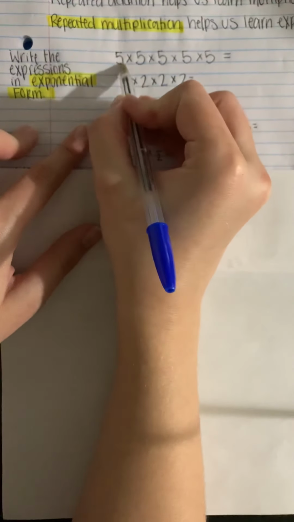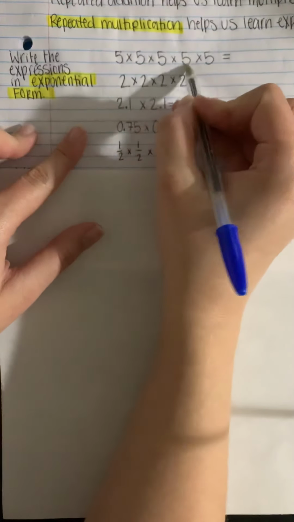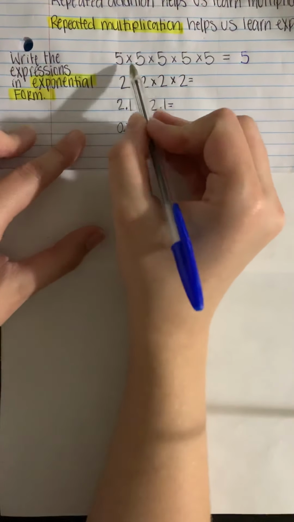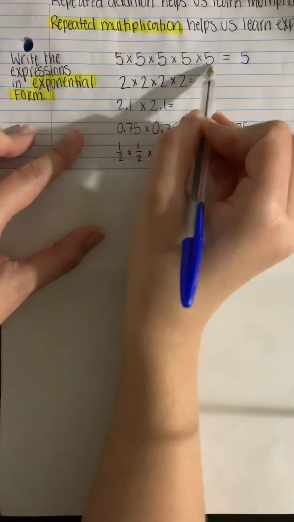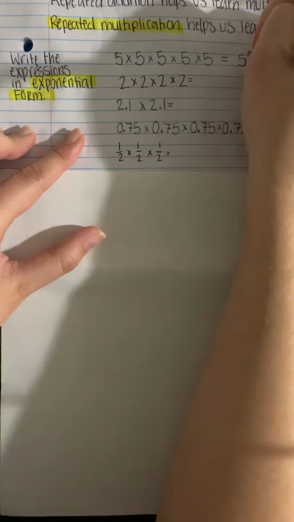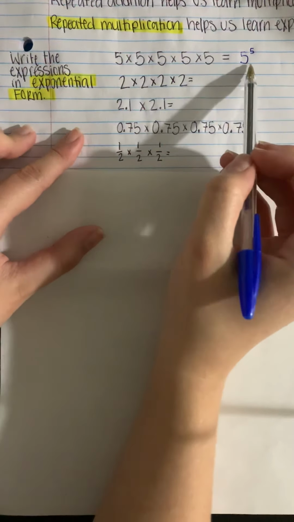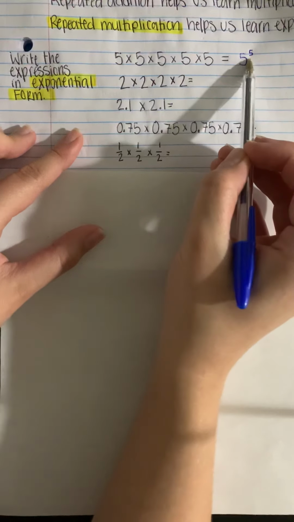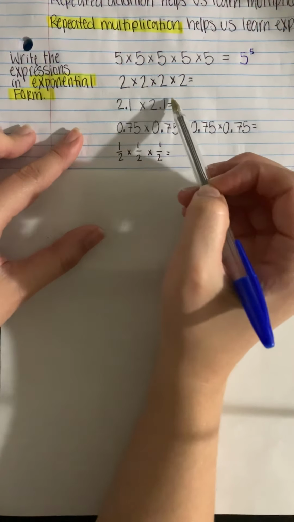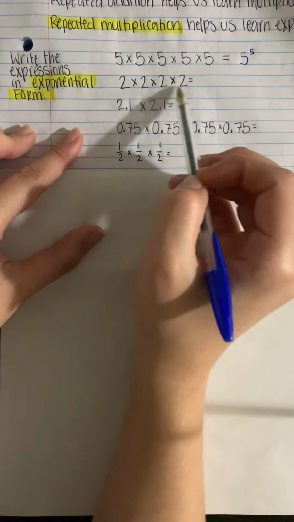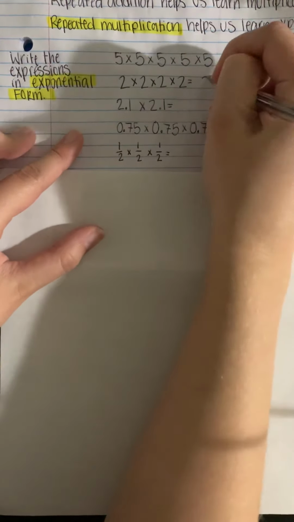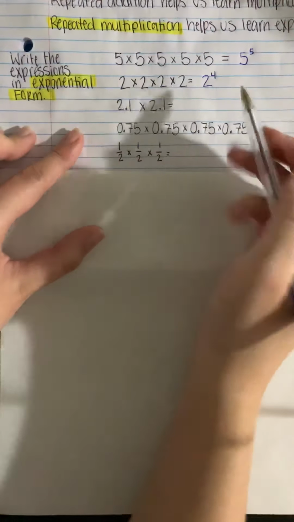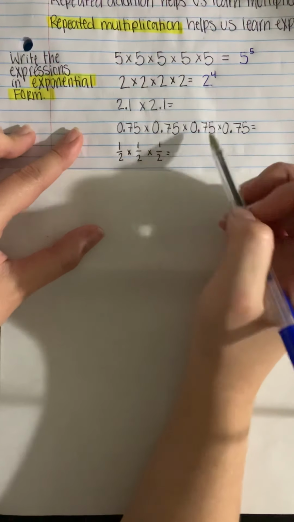So I see the number 5 is being multiplied over and over again. 5 will be our base, and it's being multiplied 1, 2, 3, 4, 5 times. So in exponential form, this expression is written as 5 to the 5th power. For the next one, 2 times 2 times 2 times 2, the base is 2, and it's being multiplied 4 times. So we would read this as 2 to the 4th power.